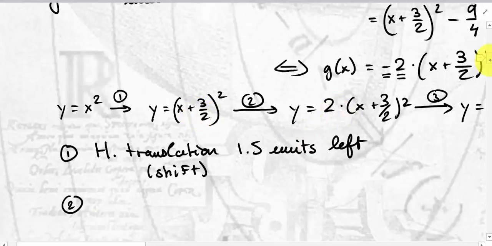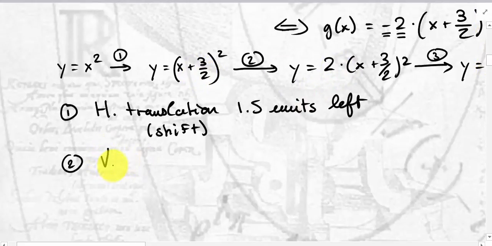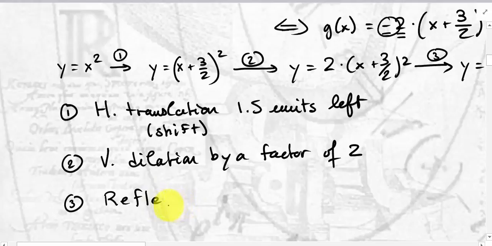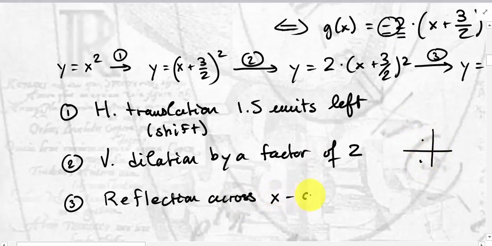Okay. Number 2, we're done with the input. Number 2 is in the output. It's a vertical dilation by a factor of 2. All the y's get multiplied by 2. Number 3 was the negative sign in front. Number 3 is a reflection. We don't write vertical or horizontal here. We specify around which axis. Reflection across. So y becomes negative y, right? So y becomes negative y across the x axis.